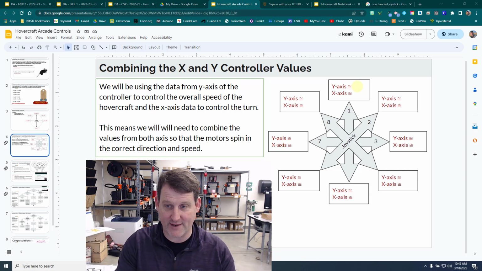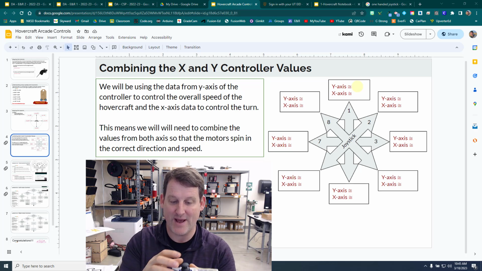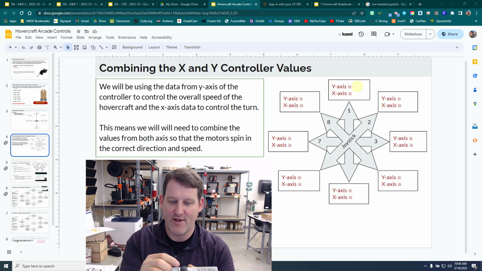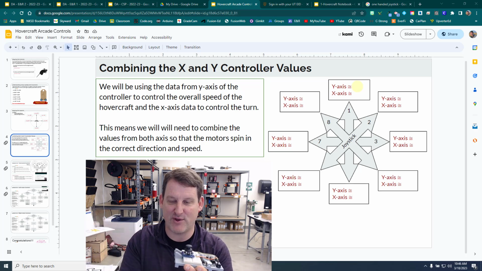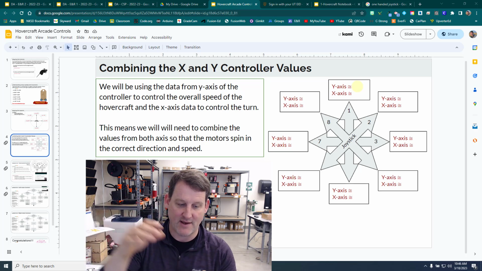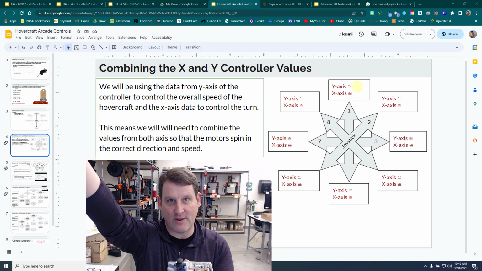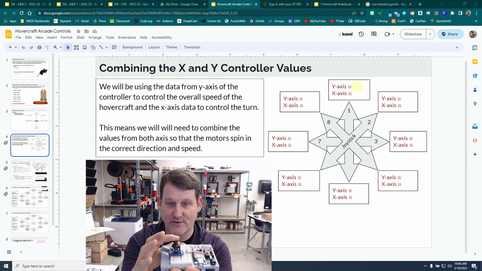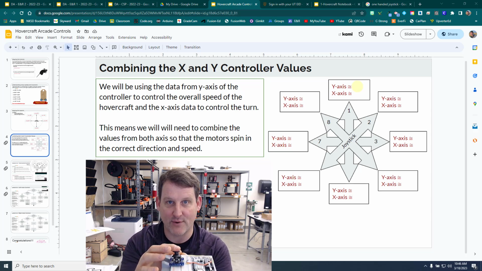The first problem we run into is how the controller sends data to Arduino. So in the center position, in the no motor spinning off position, the X and Y axis sends a signal of 512, halfway through its range of 0 to 1023. If we push it forward on the Y axis, the value goes from 512 to 1023. If we let go, it goes back to 512. If we go the other direction, down or backwards on the joystick, it goes from 512 to 0.